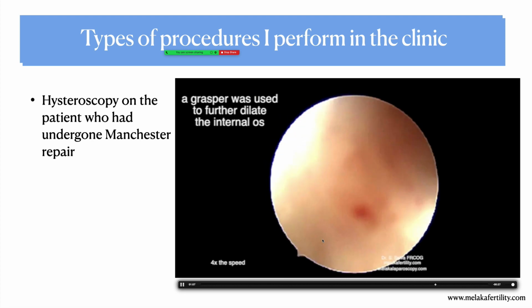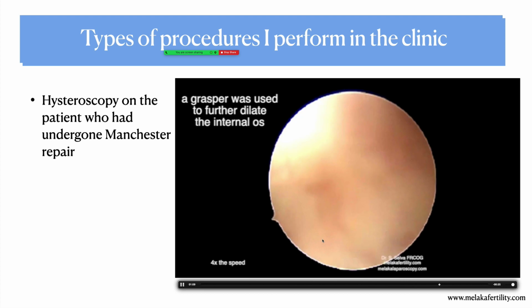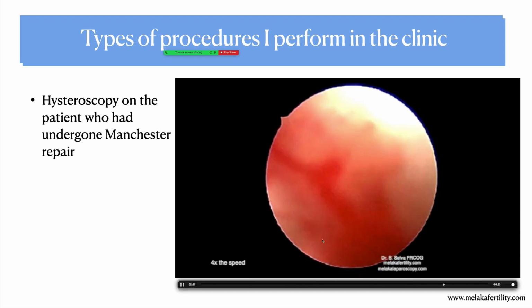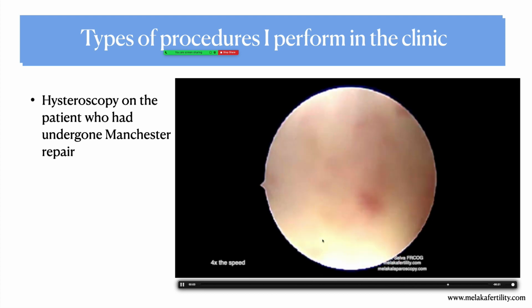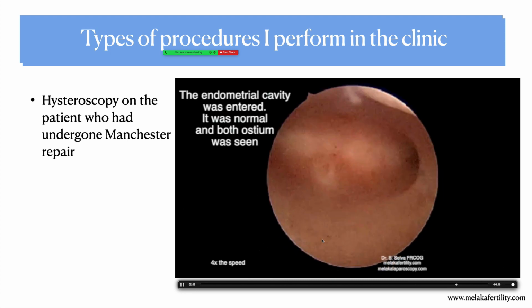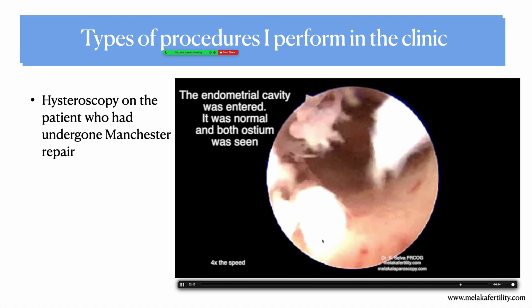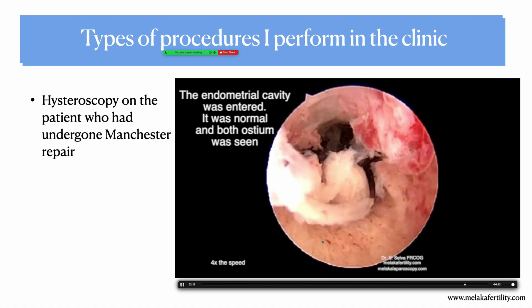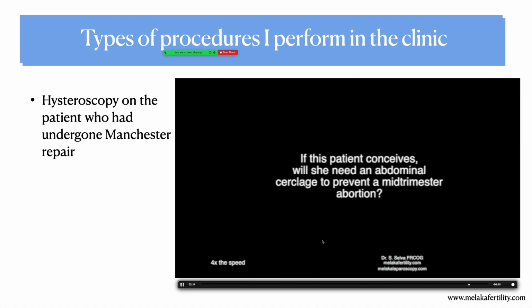So with this technique of using the hysteroscope as the dilator, slowly I managed to get into the cavity, and this is both the ostium. Both the ostium looked good. So this is an interesting case. Of course, this can be done under GA, but you can do such cases even in an office setup.